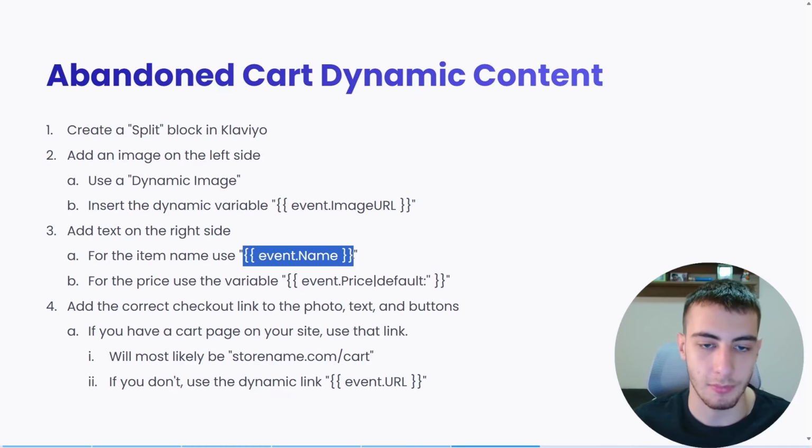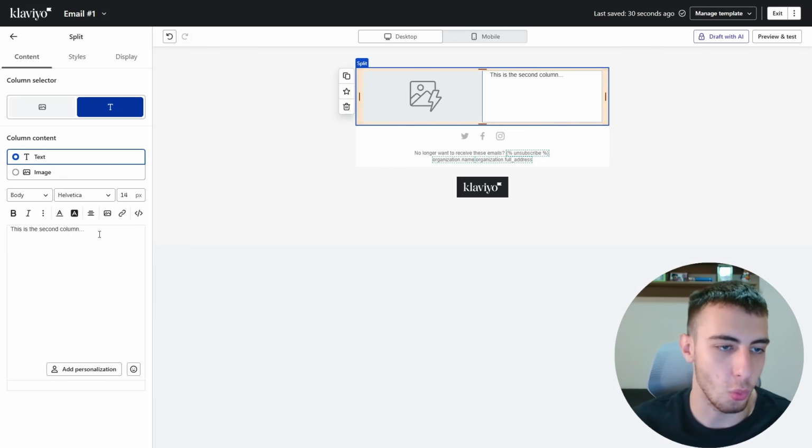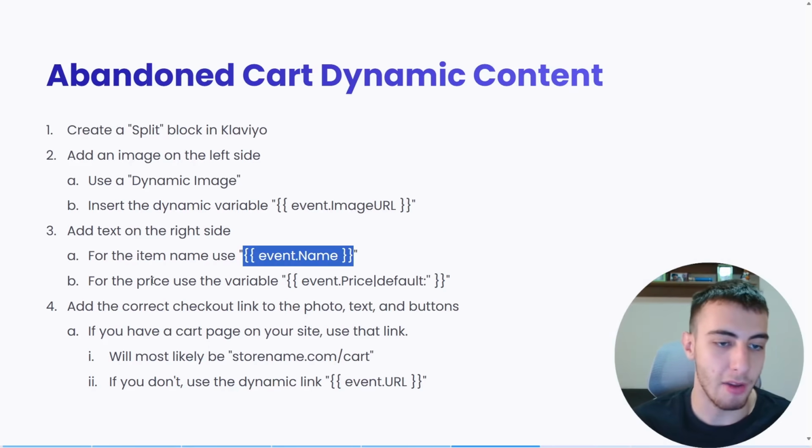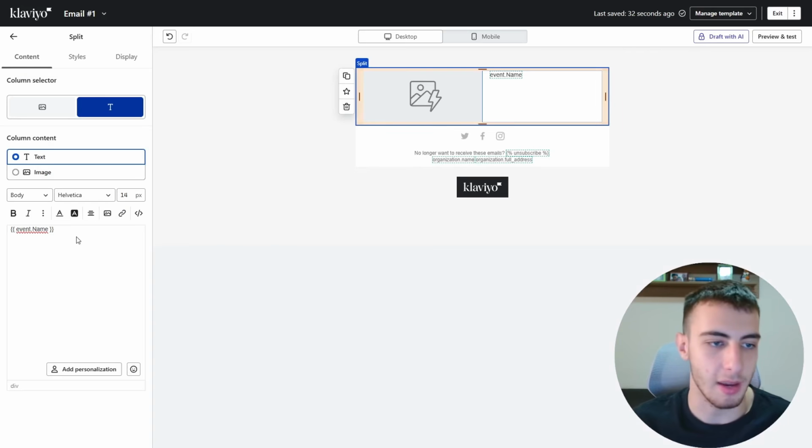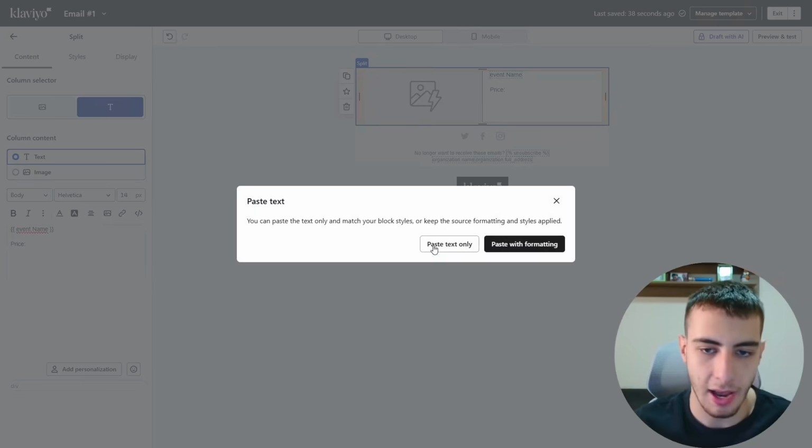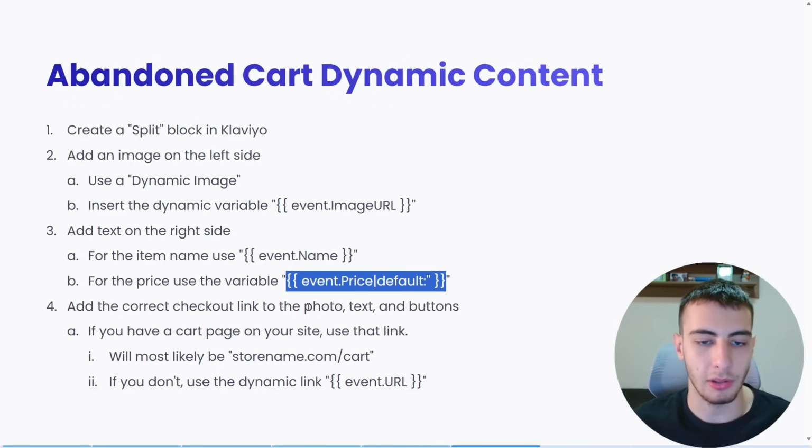Next step, add text on the right side. For the item name, use this. Just copy and paste everything and it's going to work flawlessly. So don't worry about that. Then for the price, use this variable. The same thing, you can just put like price, like that. Add the correct checkout link to the photo, text, and button.